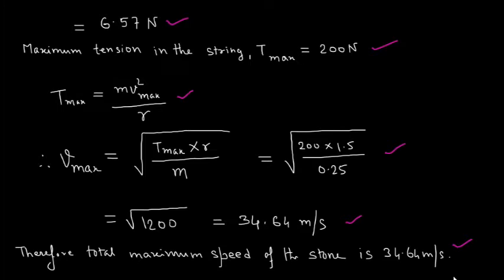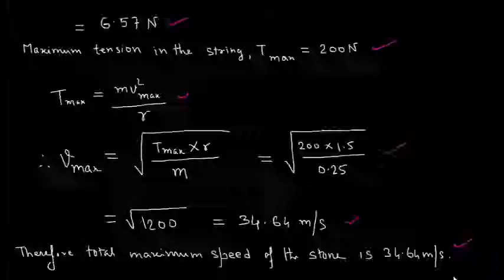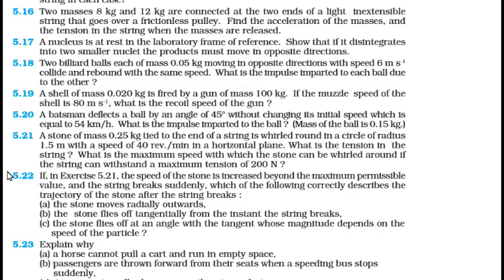Let us move to the next question. Now we'll do 5.22. If in exercise 5.21 the speed of the stone is increased beyond the maximum permissible value and the string breaks suddenly, which of the following correctly describes the trajectory of the stone after the string breaks?